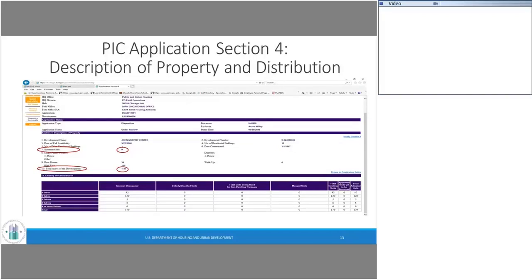Okay. Section 4 is the description of the property and distribution. Here we see that the application, as we recall from the submission table, is for one building, 139 units on the John Murphy Center. Here we see the distribution of the units. This particular AMP has 179 units. So with that being said, this application is going to be for a partial removal because there will be units remaining from this particular application.